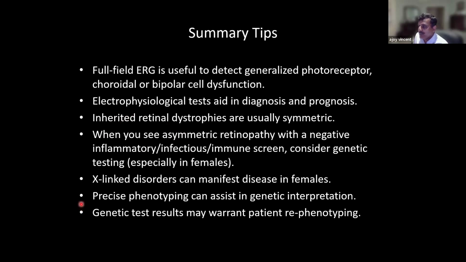Okay, so I'm going to summarize by saying full field ERG is useful when you suspect generalized disease. It can help in diagnosis and prognosis. Inherited retinal dystrophies are symmetric, but that is not always the case. I just want you to please make a note of that. Previously, we used to think whenever you see asymmetry, think of acquired or traumatic or infectious or autoimmune, but that need not be the case.